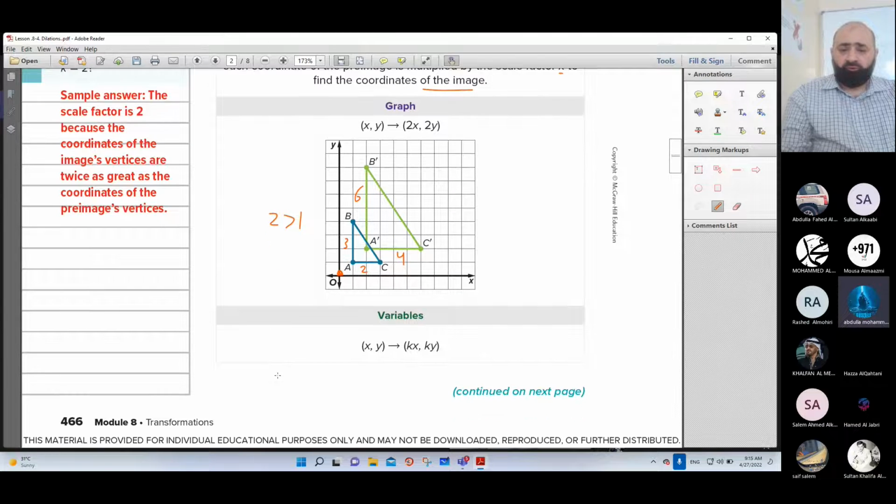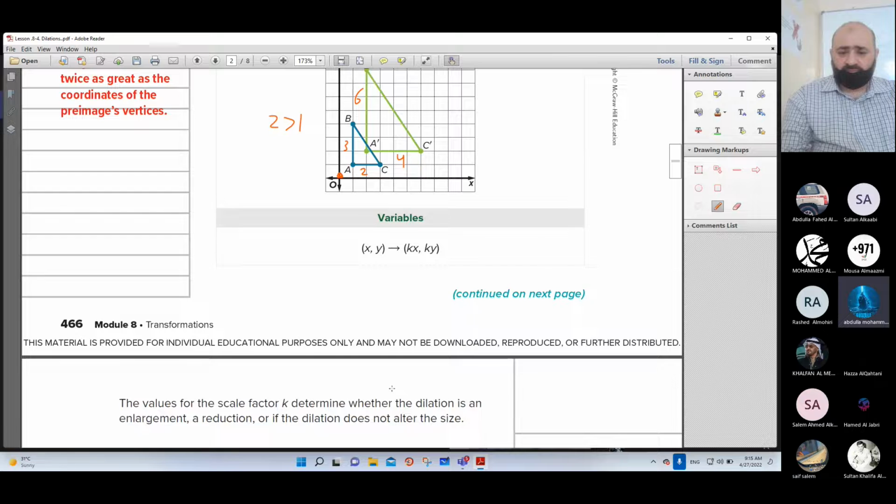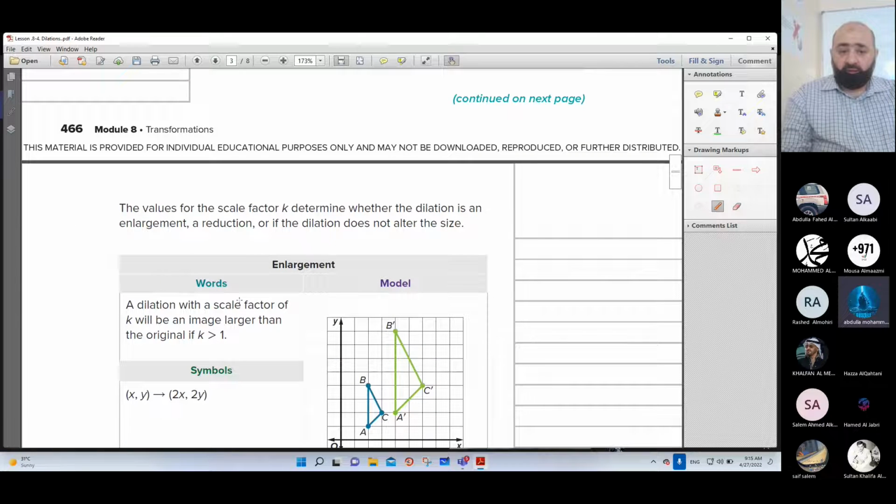So the rule to find the dilation: h of (x, y) will be k times x and k times y. What is k? K is the scale factor. The value of the scale factor k determines whether the dilation is an enlargement, a reduction, or if the dilation doesn't alter the size.